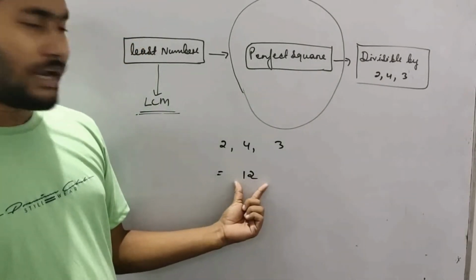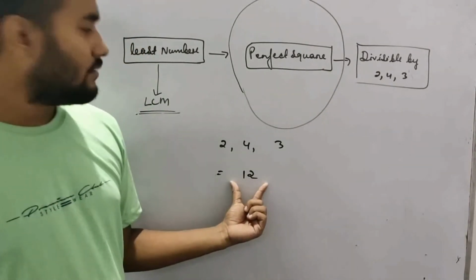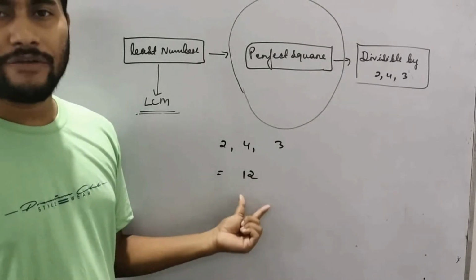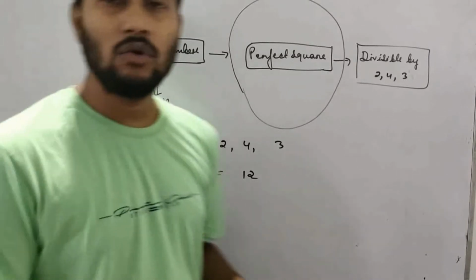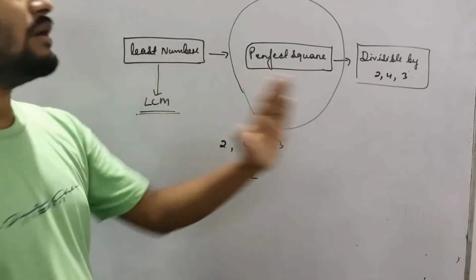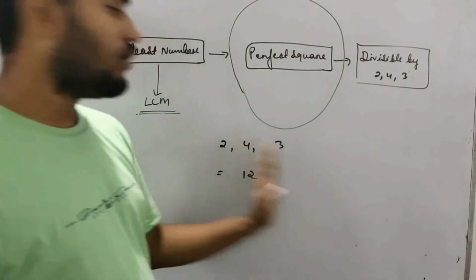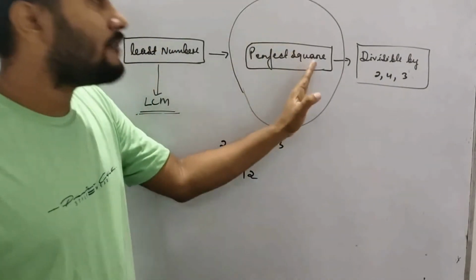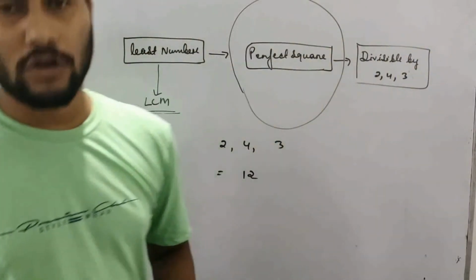So you see, 12 is the least number. But is it a perfect square? Is this 12 a perfect square? Your answer will be no, it is not a perfect square. This 12 is the least number which is divisible by 2, 4 and 3. But this 12 is not the least number which is a perfect square and divisible by 2, 4 and 3.